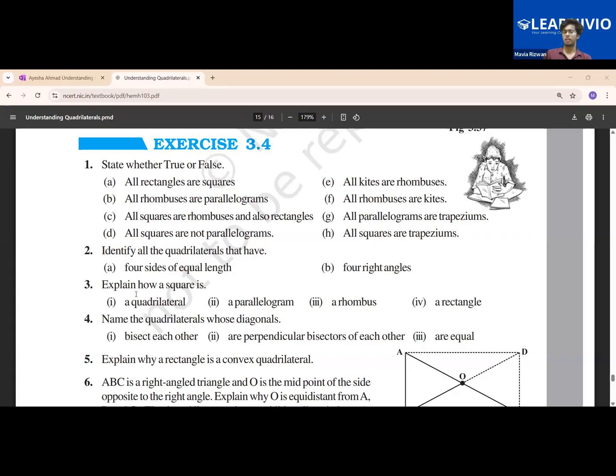You have to write the answer. Explain how a square is a rhombus. Because all sides are equal. Yes. Explain how a square is a rectangle. Because the opposite sides of both of them are equal. Yes, and parallel also.